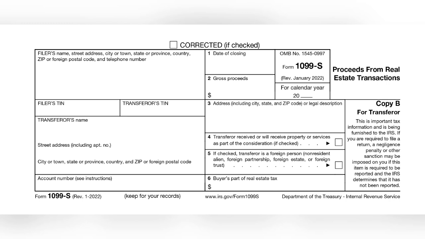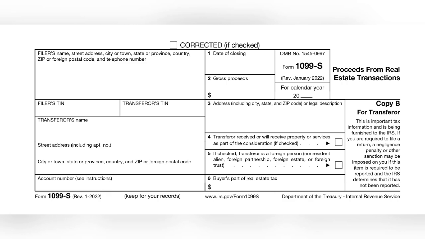Then in box 4, there's a checkbox if the transferor received property or services as part of the deal. And box 5 is checked if the seller is a foreign person. And finally, box 6 shows the buyer's part of real estate tax, if applicable. So once everything is filled out, review the form carefully and make sure all the details match your records before submitting or reporting it on your tax return.